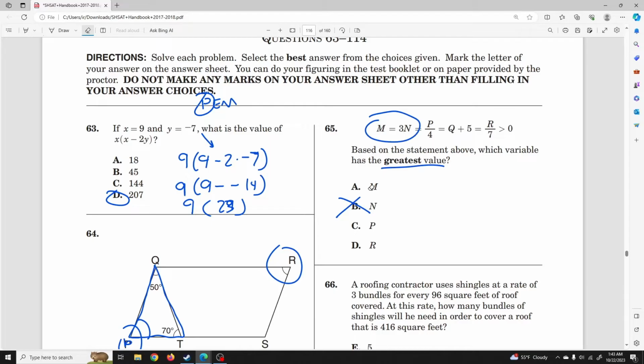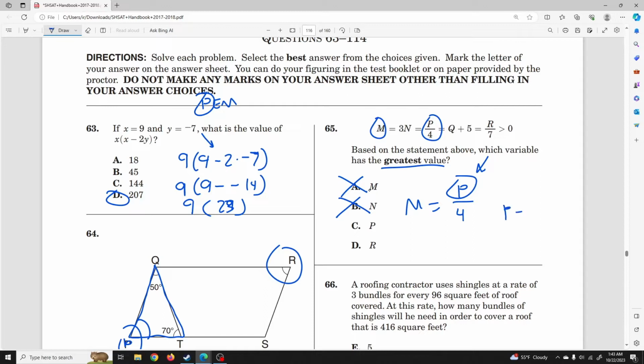So now we're moving on to p, right? If we look here, this is all one line, right? So this is the same thing as saying that m is equal to p over 4, right? And that means that m cannot be our greatest value because m is equal to p divided by 4.